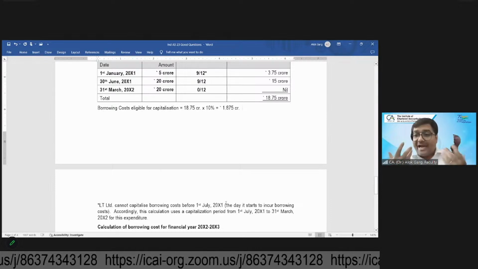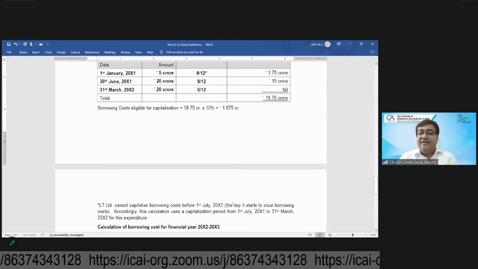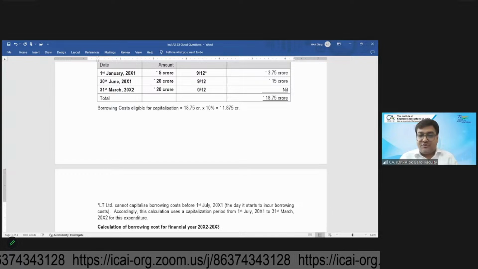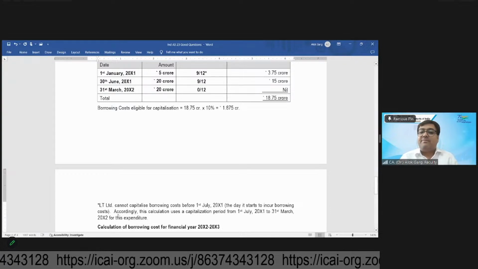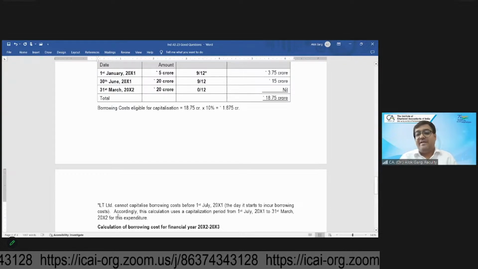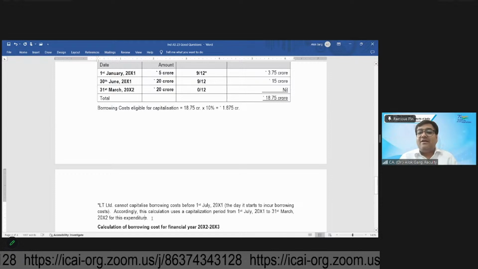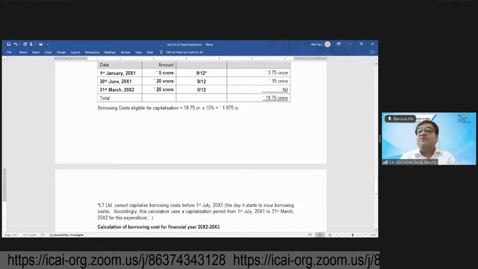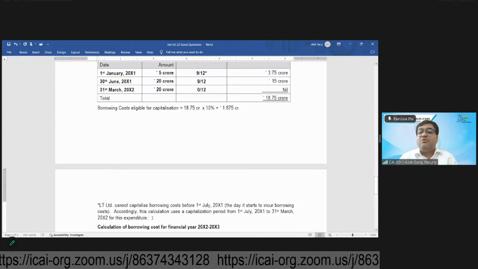Why? Because actual borrowing was not there. The day it starts to incur borrowing cost, it has to capitalize after 1st July 20x1. Accordingly, this calculation uses a capitalization period from 1st July 20x1 to 20x2.